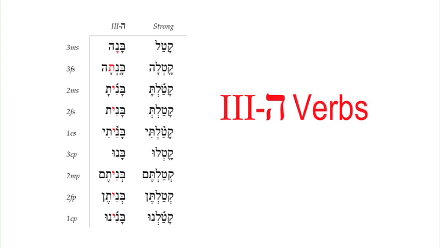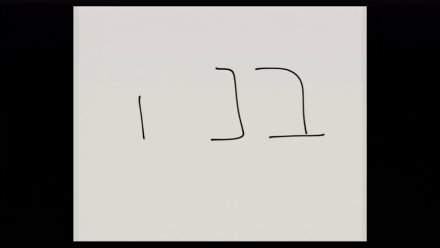Now, let's look at a few of these forms. Look at the 2ms, 2fs, 1cs, 2mp, 2fp, and 1cp forms. You'll notice that the hey has dropped out, but it's been replaced by a heroic yod stem vowel. Now, why? Here's the reason, and this is a bit of a trick, but it's important to know. Third hey verbs in Hebrew were originally third yod verbs. Let me say that again. Third hey verbs in Hebrew were originally third yod verbs. Let me demonstrate on my screen what I mean by that. We're now talking about weak verbs that have the weak root letter hey in the third root position.